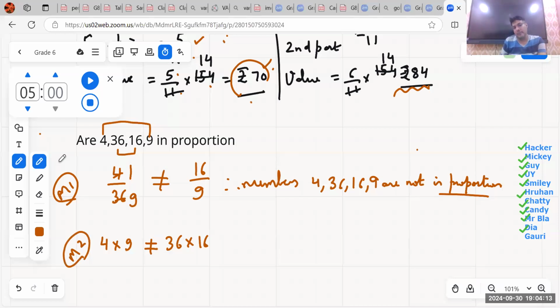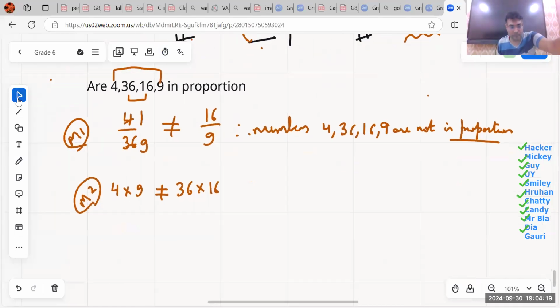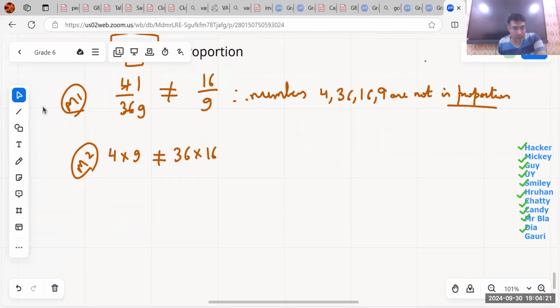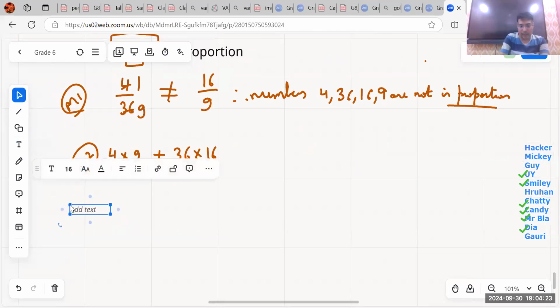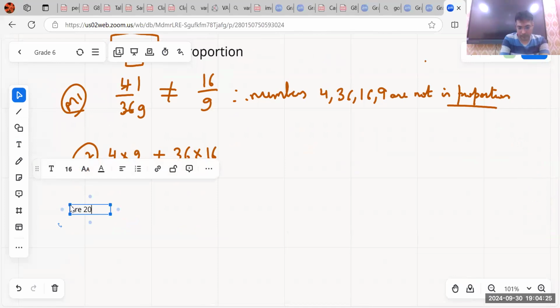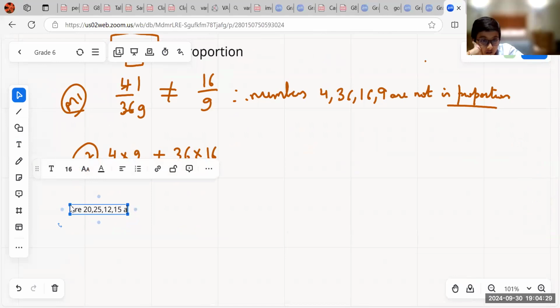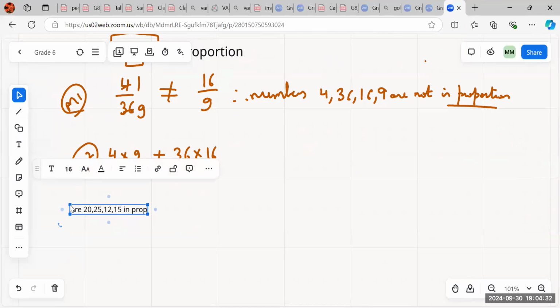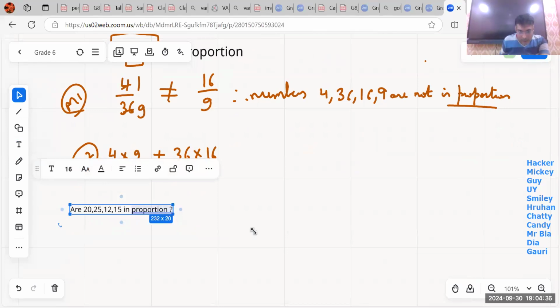Sir, okay, both methods work every time? Yes, both methods work every time. But sometimes multiplication is difficult. So that time you can use method 1. Okay, sorry. Sir, I chose method 2 because it was obvious 13 into 16 is way more than 4 into 9. But beta, if you choose method 2 in school, you will have to multiply too, right?